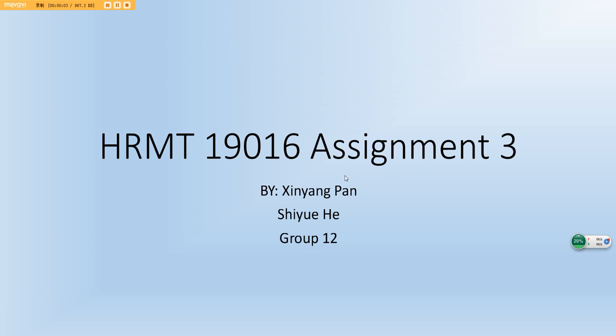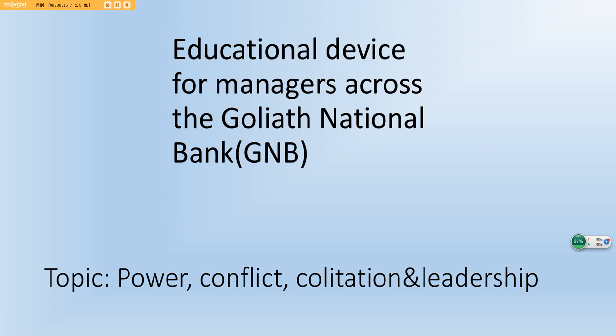Hello everyone, this is Xu He from Central Queensland University, and today we're going to do the Human Resource Management 19016 Assignment 3. Our task is to provide an educational device for managers across the Goliath National Bank, and we will also be covering the topic of power, conflict, coalition, and leadership.